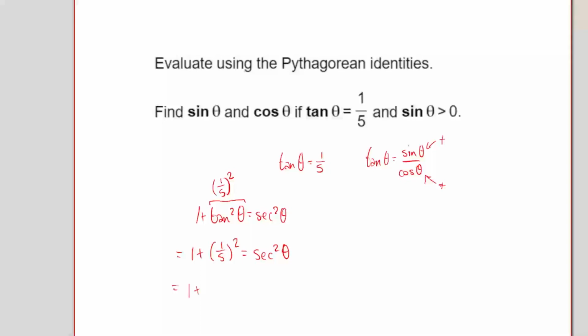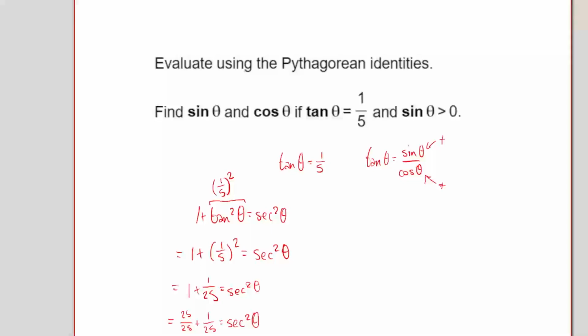Now we can square this. We will get 1 squared on the top, which is just 1, and we'll get 5 squared on the bottom, which is just 25. And that's equal to secant squared theta. Now I'm going to rewrite this 1 right here as 25 over 25, and we'll keep this 1 over 25 right here. This will equal secant squared theta.